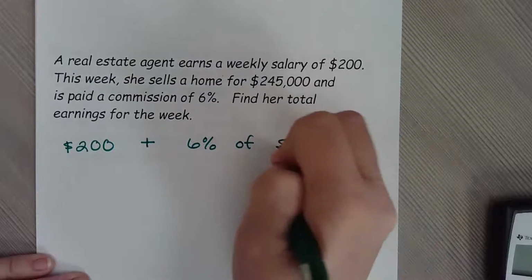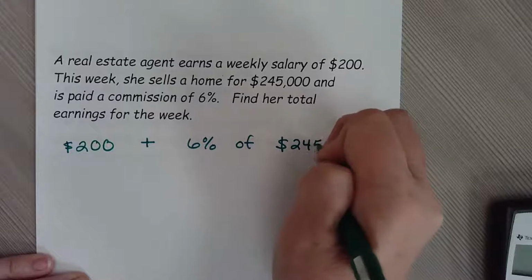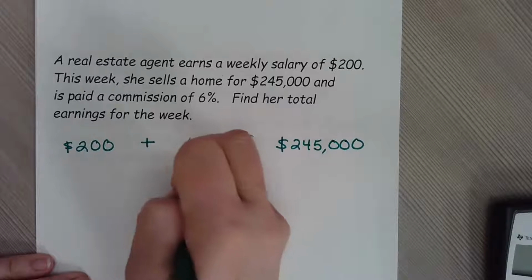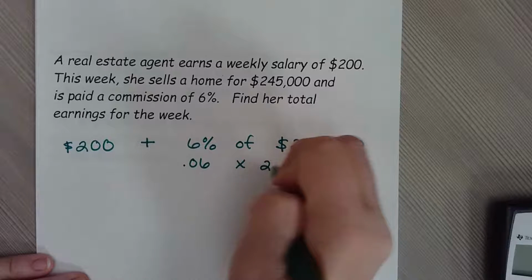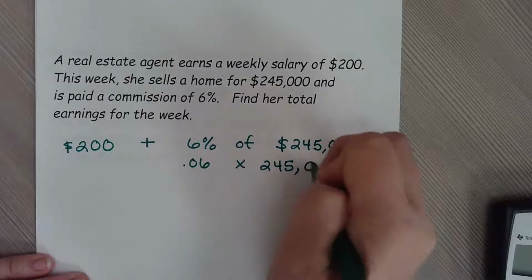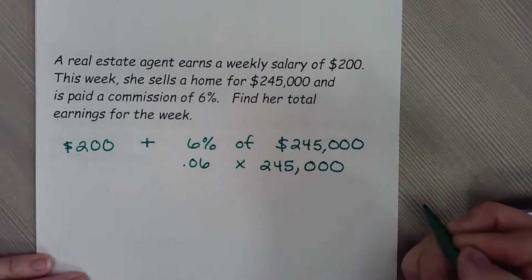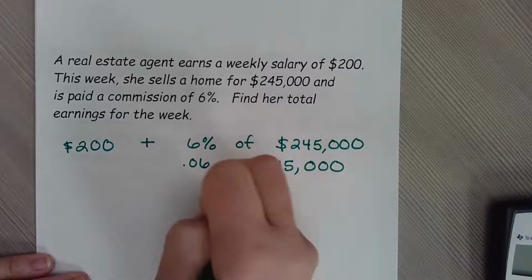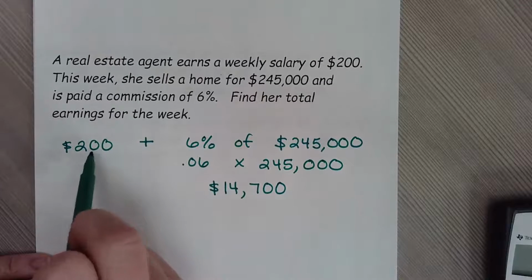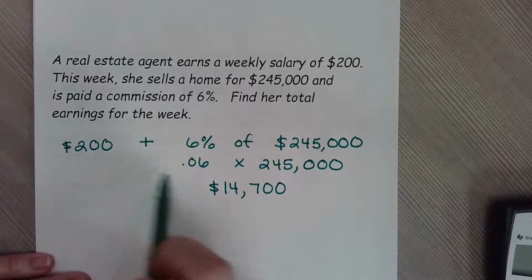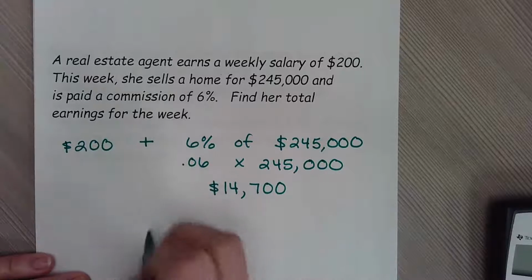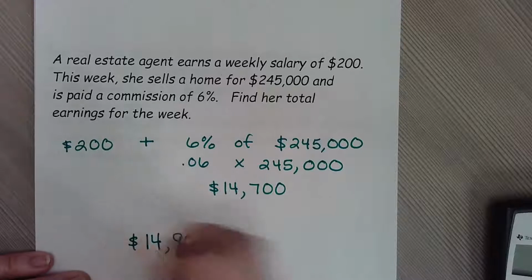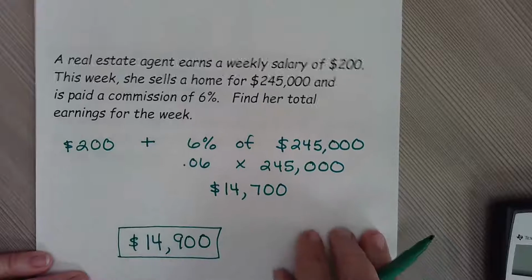6% of the home she sold was $245,000. So to find 6% of that number, we do 0.06 times 245,000, and that gives us $14,700. Nice, huh? So she's getting $200 for her salary plus this commission, which would give her a total of $14,900 for the week. That would be great.